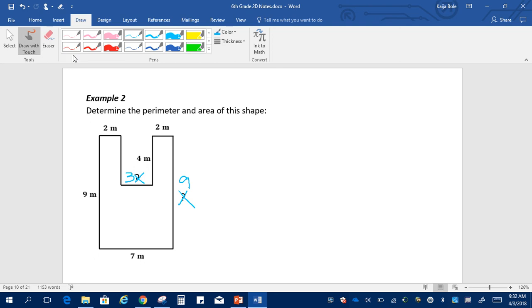Okay. So we're going to do the perimeter first. So our P, we add up all the sides. So I'm going to start on the left here.